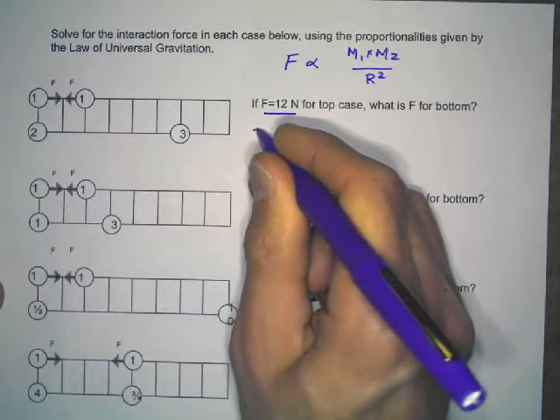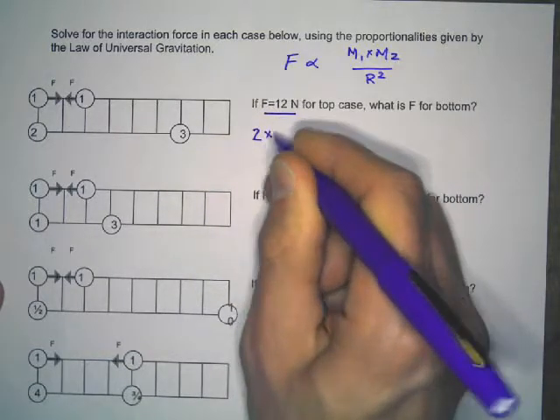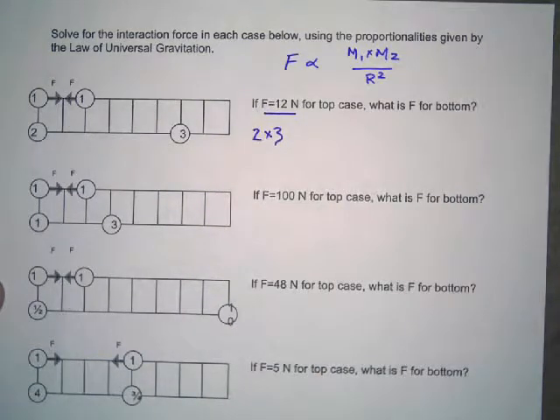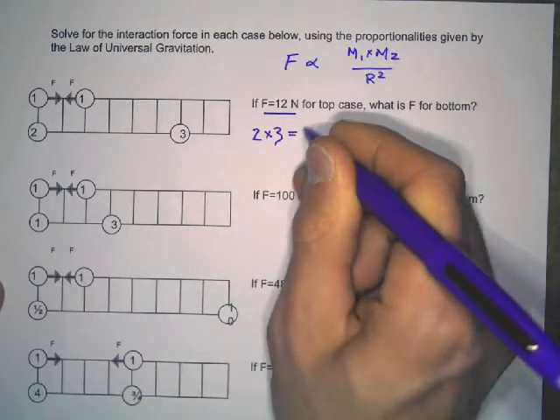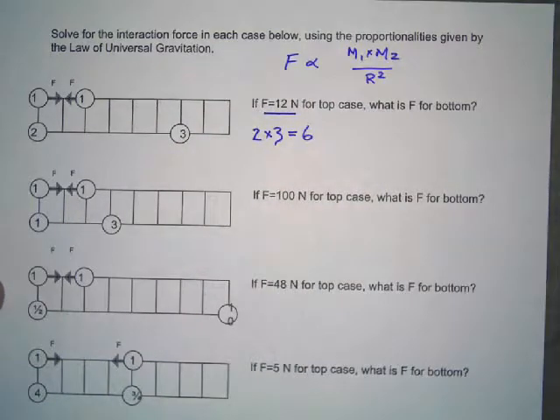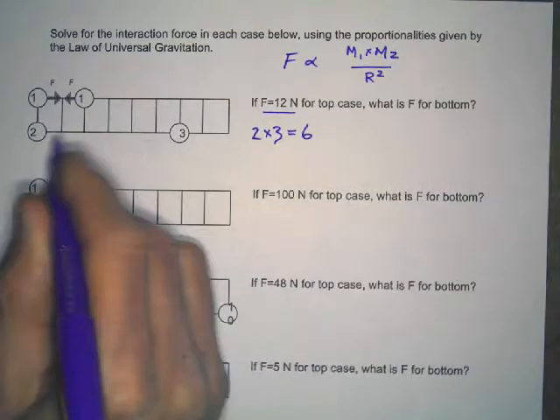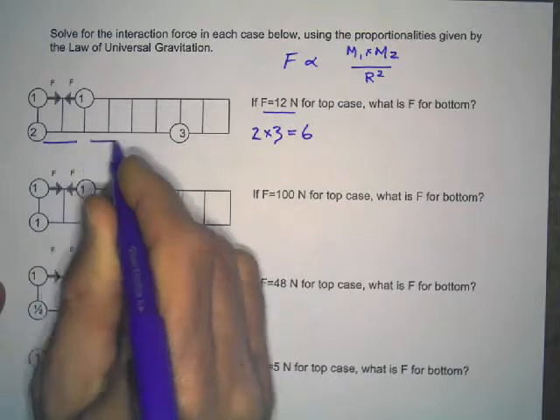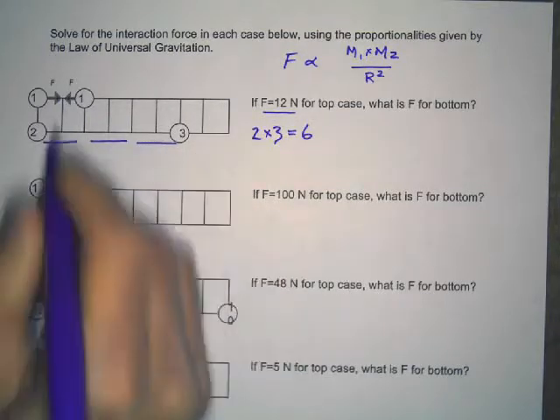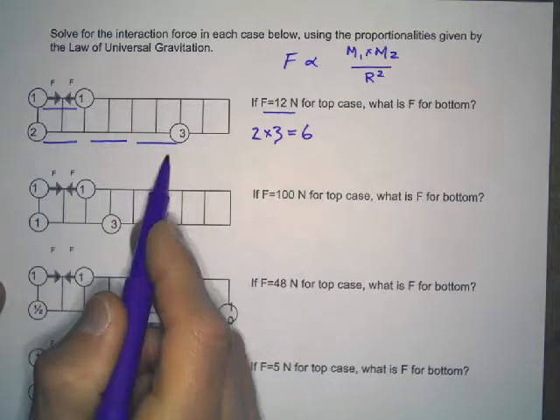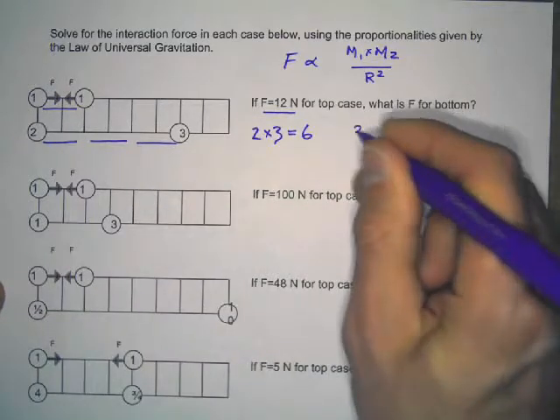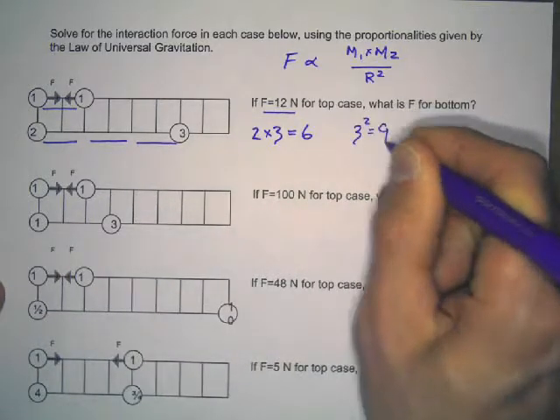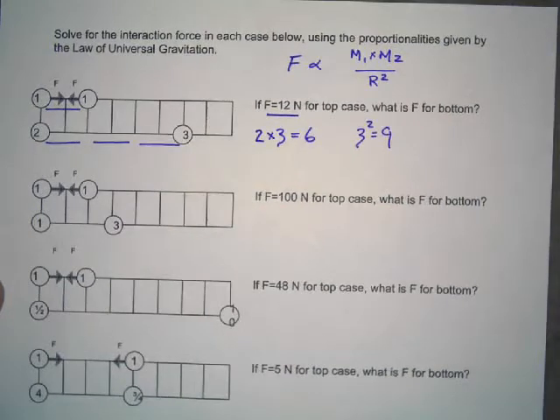And you can say in the second case, the mass factor is going to be 2 times 3. That's your product of masses. Of course, that's equal to 6. Then you can look at the distance factor. We've got 1, 2, 3. Right? So the distance has been tripled. So if I square my distance, I get a factor of 9.